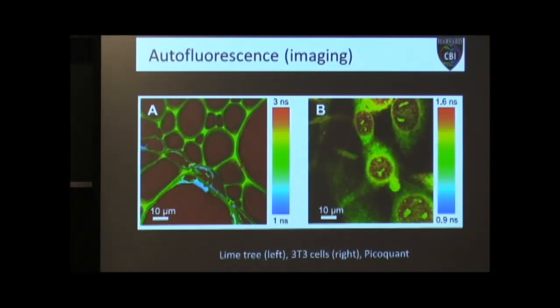And what you can see is that you can start to differentiate different components of these tissues and these cells based on lifetimes. So you can see there's something in the nucleus of these cells that has a pretty long lifetime, whereas in the cytoplasm there's some components with shorter lifetimes.